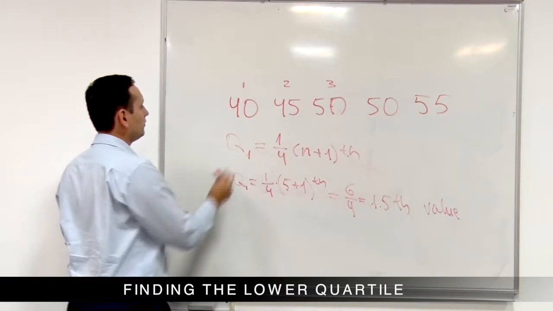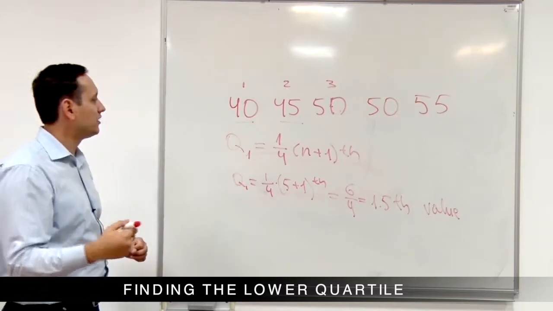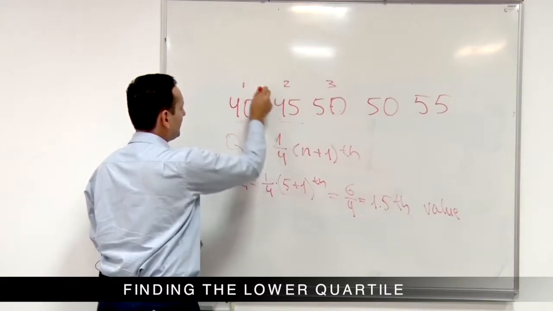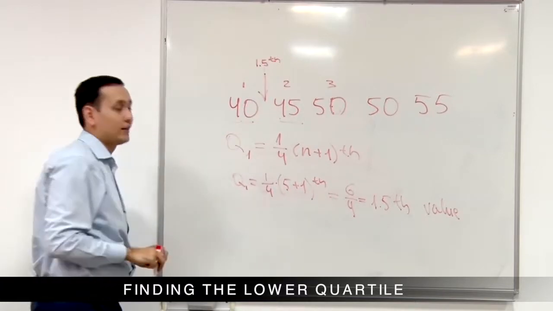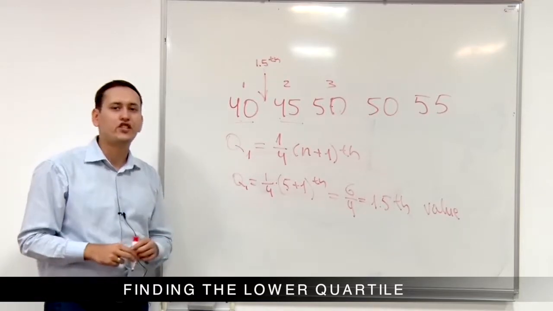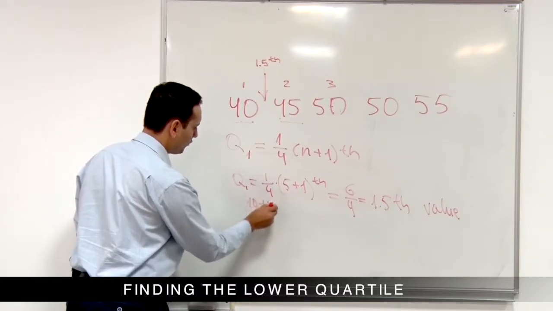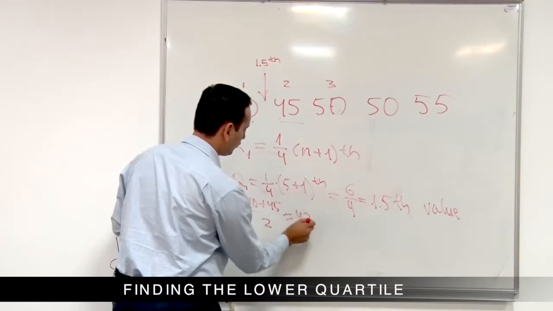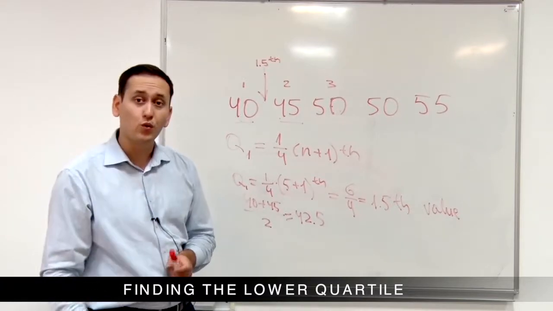This is the first value. This is the second value. The 1.5th value is the value between 40 and 45. That's right here, the 1.5th value. And in order to find this number, what we do is we simply find the average between 40 and 45. 40 plus 45 divided by 2 is 42.5. We found the lower quartile, Q1.